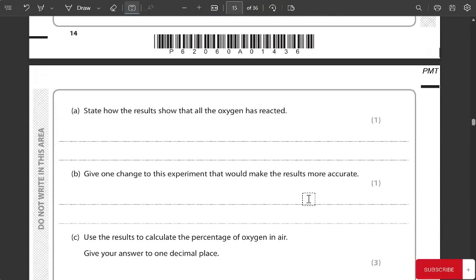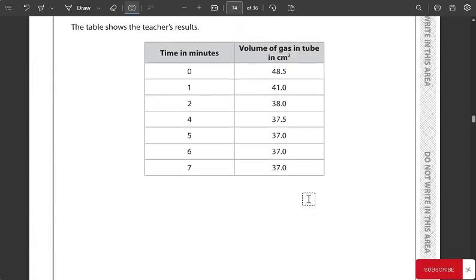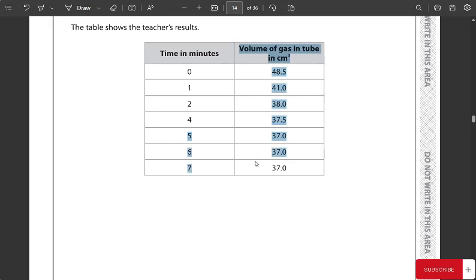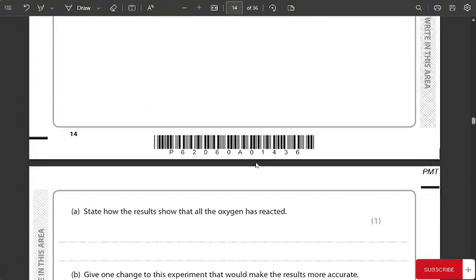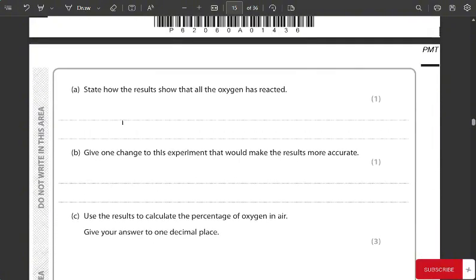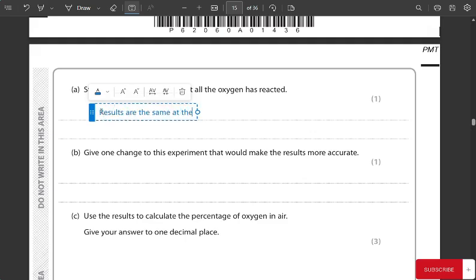State how the results show that all oxygen has reacted. We can see that results in the fifth, sixth, and seventh minutes are the same. It means that all the oxygen molecules have already reacted, and we can write that the results are the same at the end.